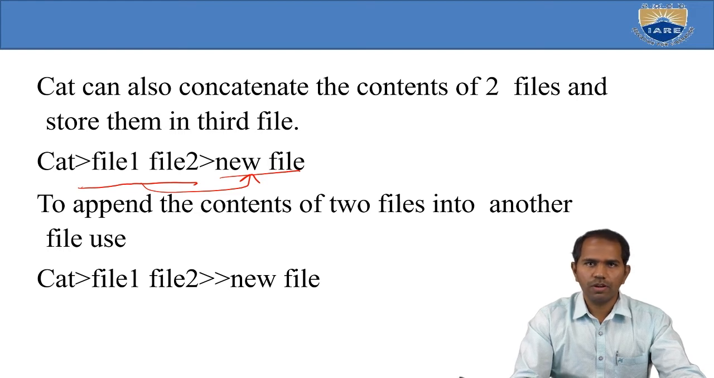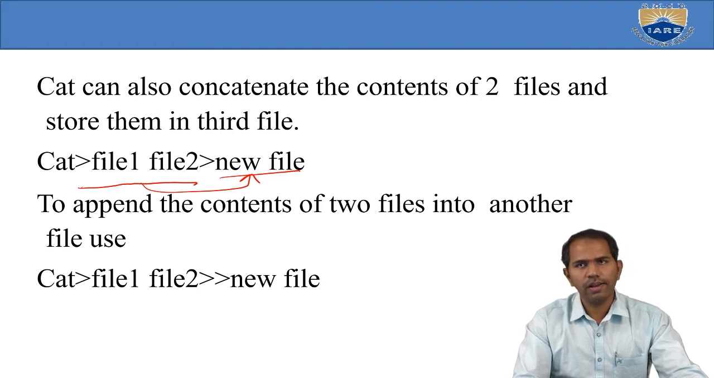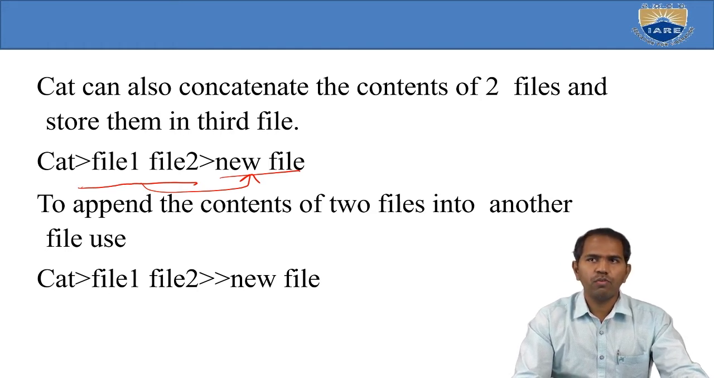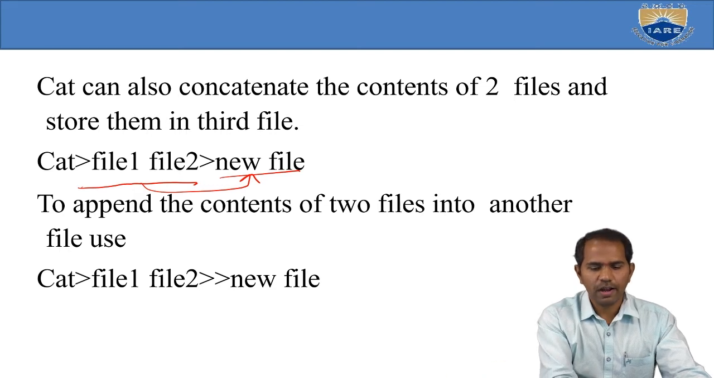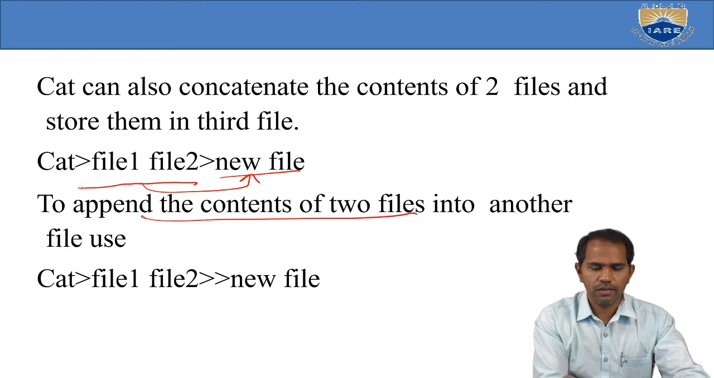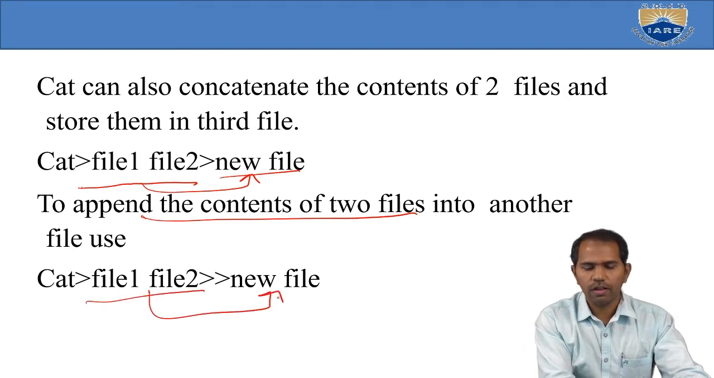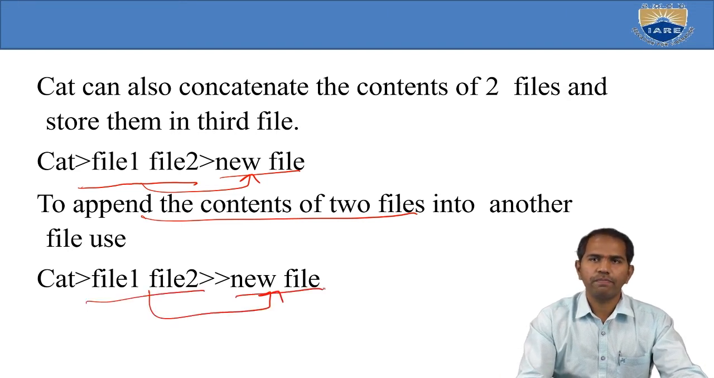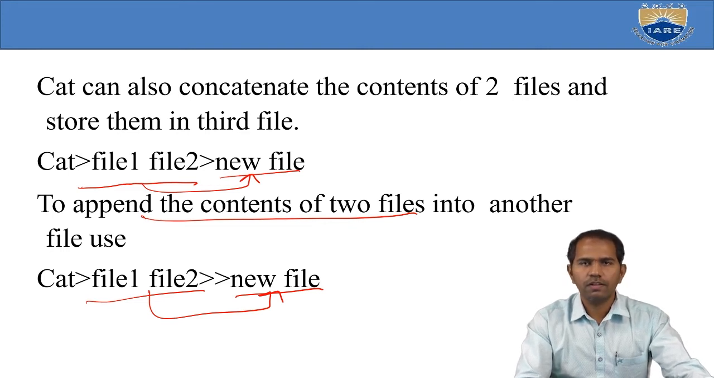So cat also supports creating a file, displaying the content of a file, concatenating files, and appending the content of two files into another file. So appending content, as well as concatenating, like using file1 and file2, that content is appended into the new file. So these are all the actions supported by the cat command.